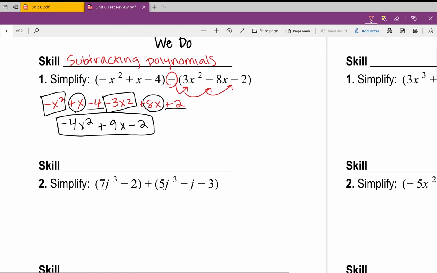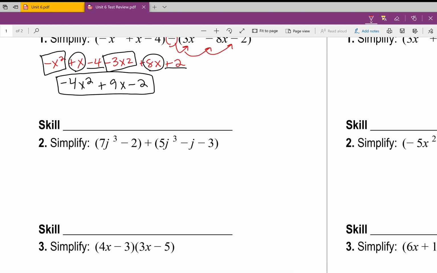Okay, number 2, the skill is adding polynomials. So remember, when we're adding them, we don't have to do anything with that positive sign. Just like on the negative one, we had to distribute. This one, we can just get rid of the parentheses instantly. So I have 7j cubed minus 2 plus 5j cubed minus j minus 3.